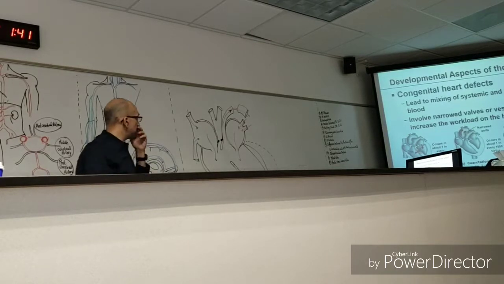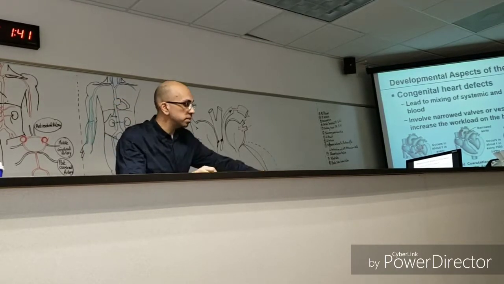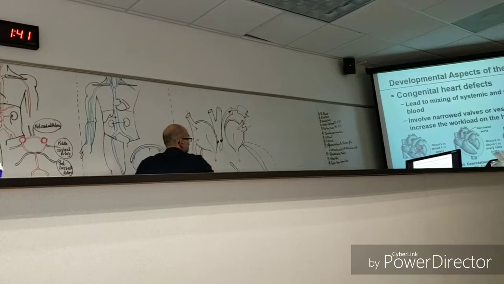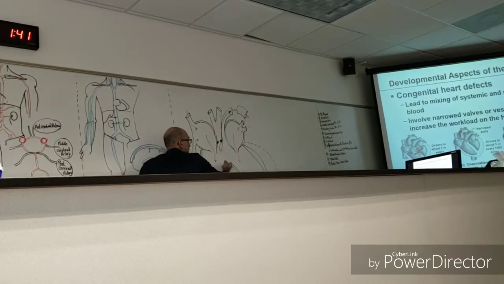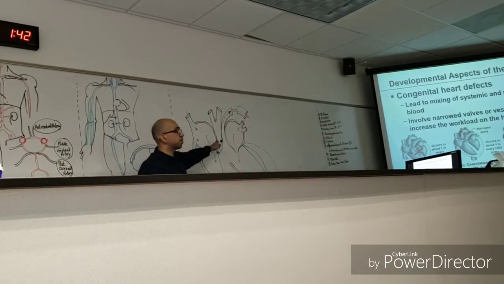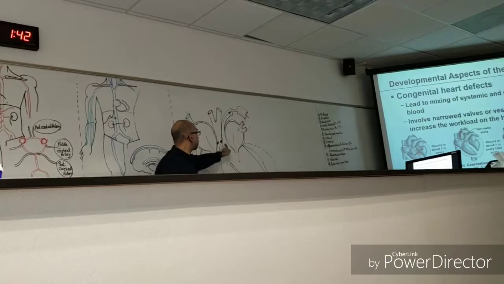So you see here, what's going to be my problem? My problem is when the right ventricle tries to pump the blood, which side is going to be easier to go to? The narrowed pulmonary trunk or the overriding aorta?